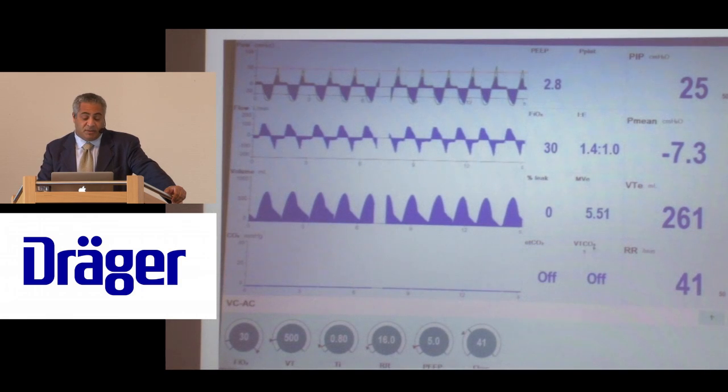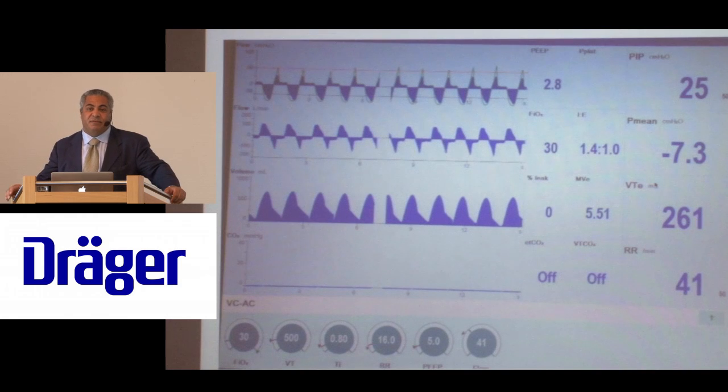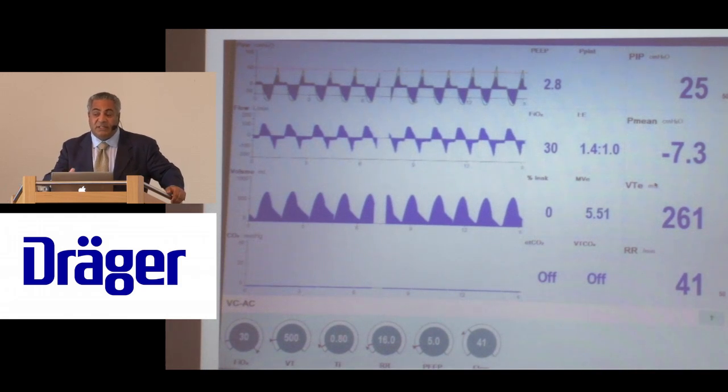Now here's a patient. You can see how much effort this patient is making. And you can see even the machine is registering a negative mean airway pressure. Now, of course, this is at the airway, so it's probably even worse in the lung. And this patient is flow starved.